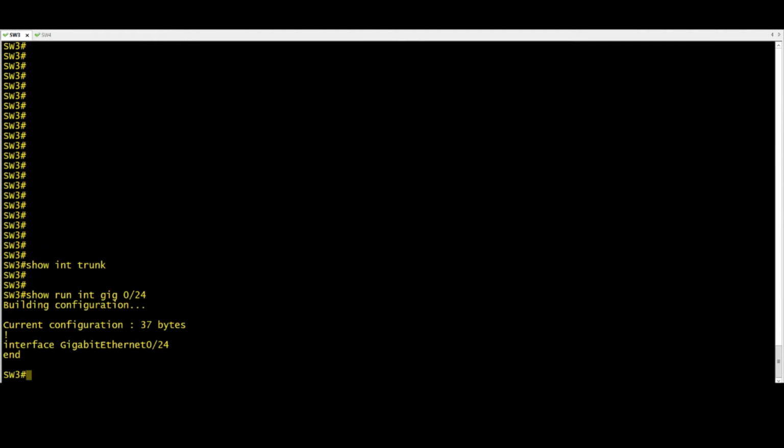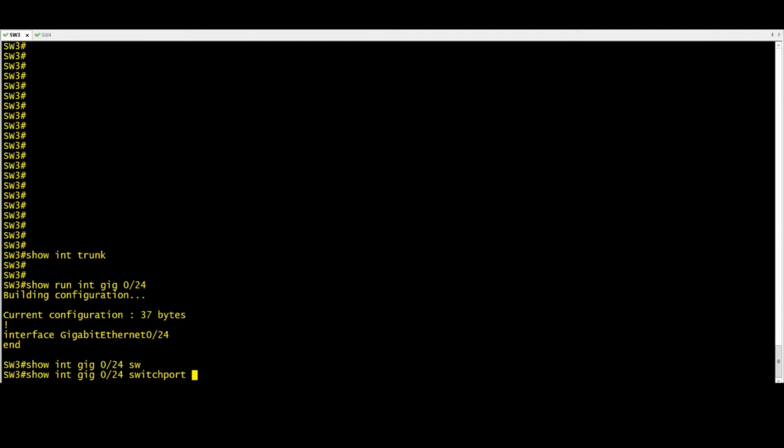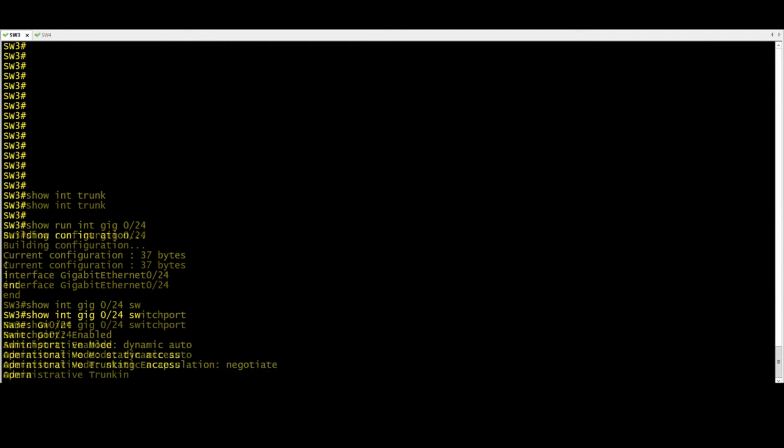First of all, let's look at the running config for the interface. And we can see that the interface has its default configuration, which means that it's in the no shut state, meaning the interface is up. But what we don't know by looking at this is the default DTP configuration. The way we can find that out, as previously mentioned in the last video, would be to look at the interface switchport. To do that, we do show interface gig 0/24 with the keyword of switchport.